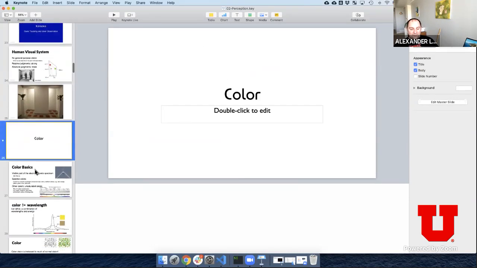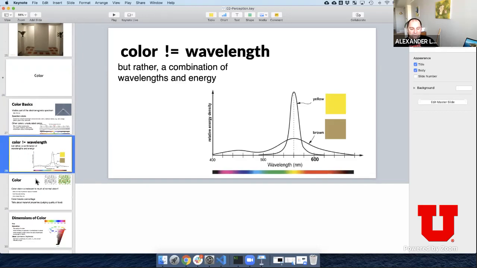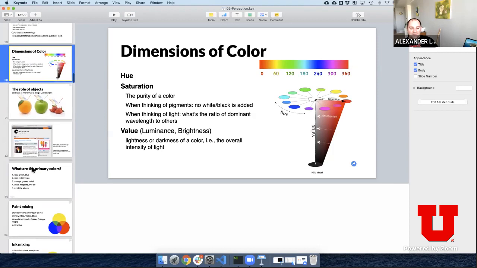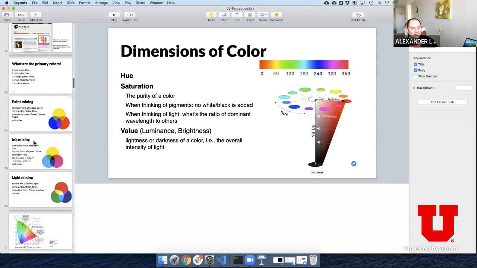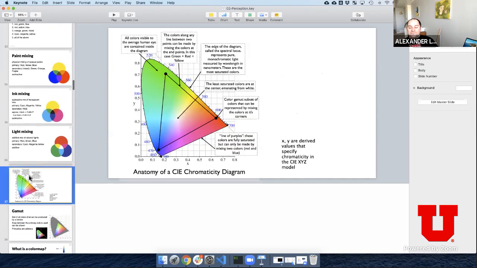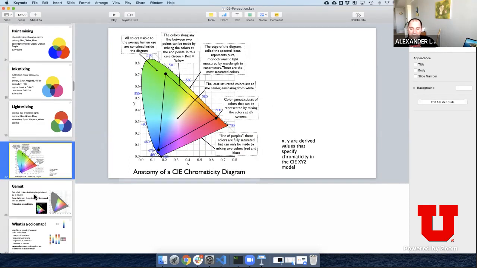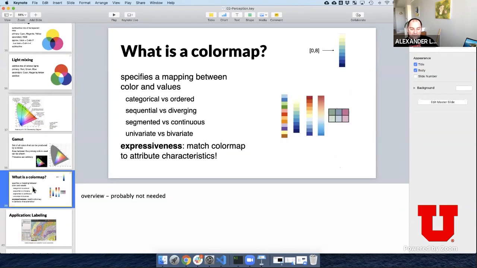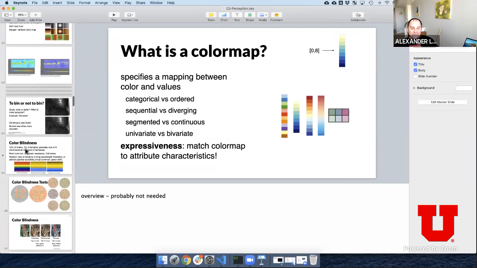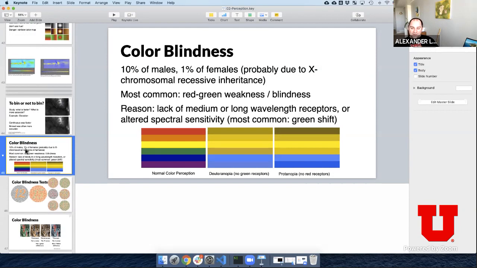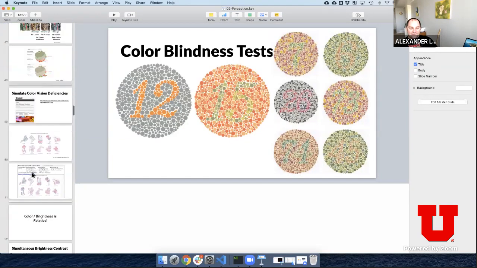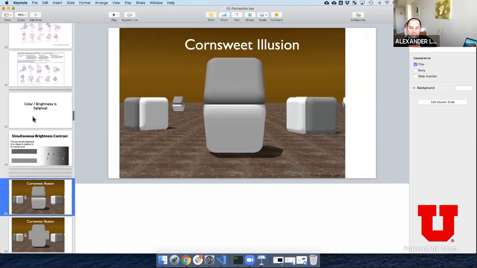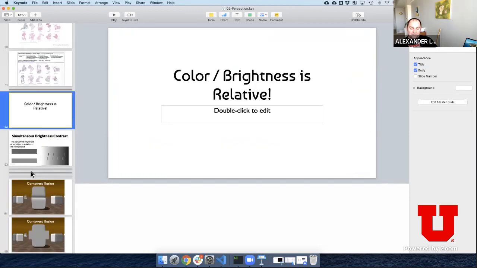Then we talked about color basics, that color isn't the same as wavelength, dimensions of color, what the primary colors are for paint mixing, ink mixing, or light mixing, the chromaticity diagram, color gamuts, and how a display can actually show you color. Then we talked a little bit about color maps. And then we talked about color blindness. There are a lot of people who have some kind of color deficiency. 10% of all males have some red-green weakness, and we talked about how we can test that. And then we talked about how color is very relative, so it's always important to consider the context.